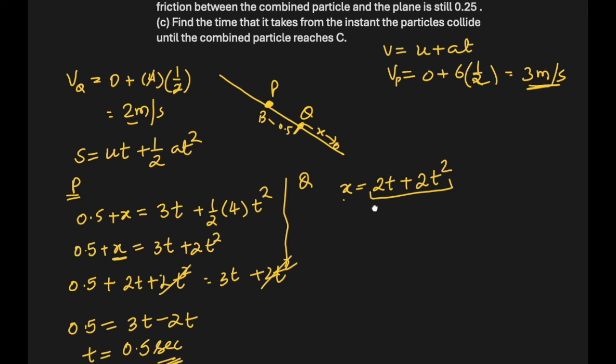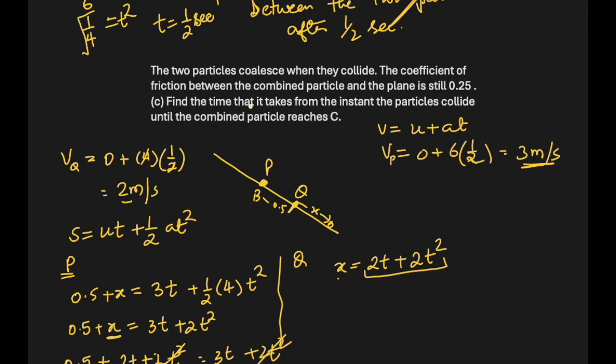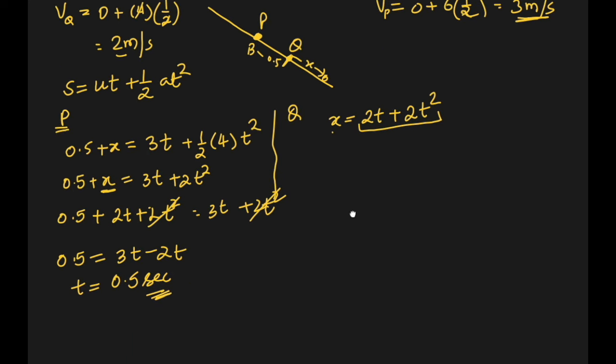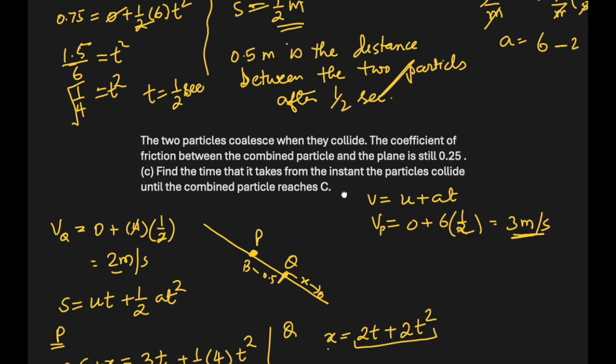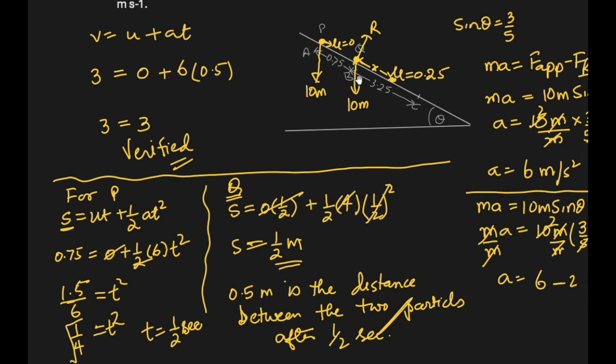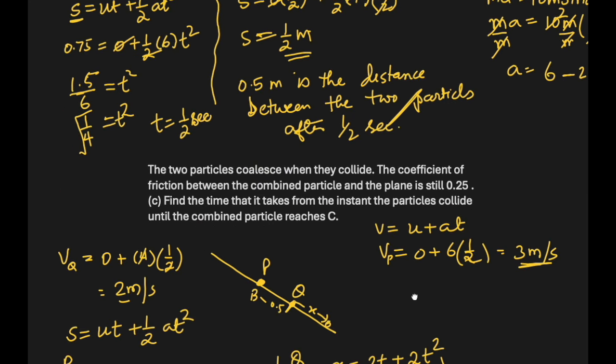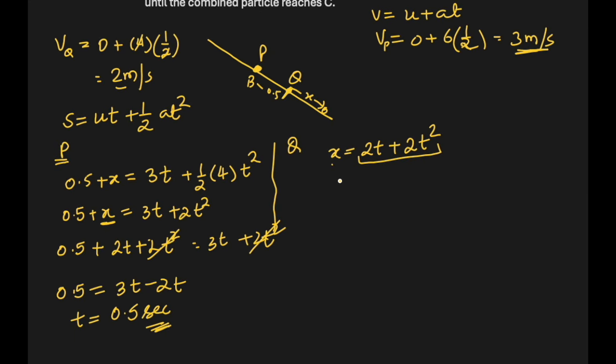Let's see what the question is. Find the time it takes from the instant the particles collide after this 0.5 seconds until the combined particle reaches C. So what is the value of x? That we have to find out. Why? Because we have to reduce this 0.5 and this x from the distance which was there originally. Originally it was 3.25 meters. From there these two distances need to go. So I'll find x now.